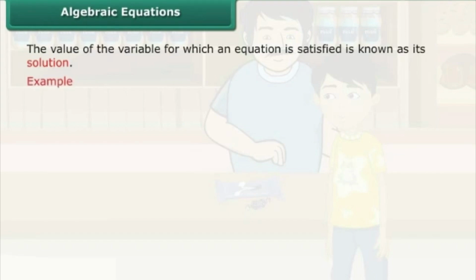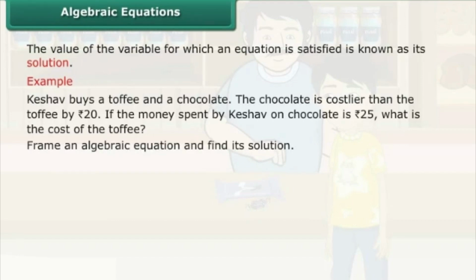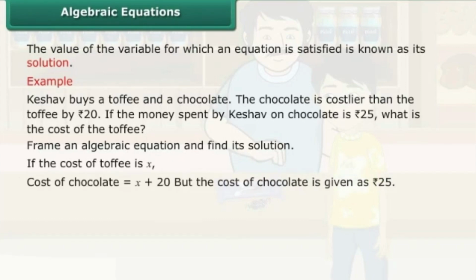Let us consider an example of algebraic equations. Keshav buys a toffee and a chocolate. The chocolate is costlier than the toffee by 20 rupees. If the money spent by Keshav on chocolate is 25 rupees, what is the cost of the toffee? Frame an algebraic equation and find its solution. If the cost of toffee is x, the cost of chocolate is equal to x plus 20, but the cost of chocolate is given as 25 rupees.